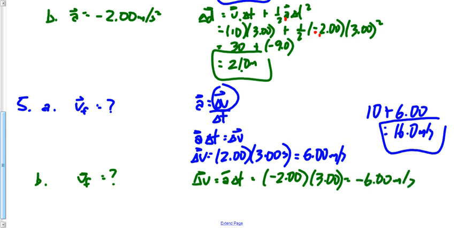Okay, what's my final velocity here? If I started at 10 and my change is negative 6, what's my final? Started at 10, went down by 6. My final is going to be, what's it going to be? 4. So we're going to say 10 plus negative 6.